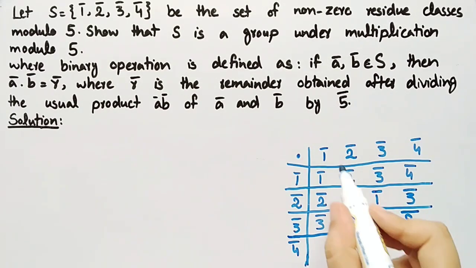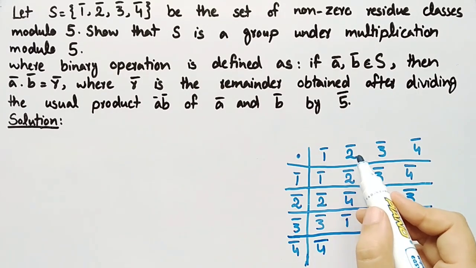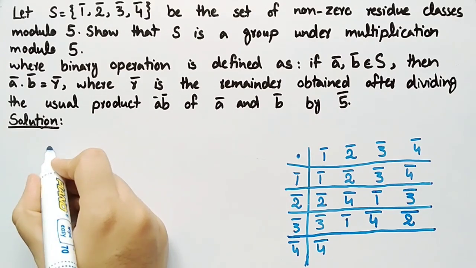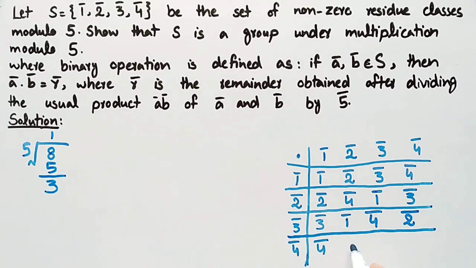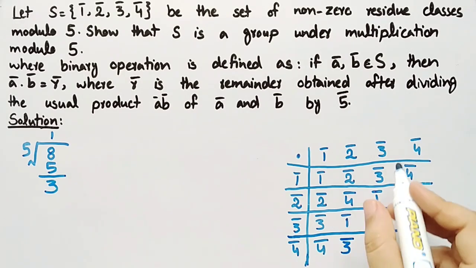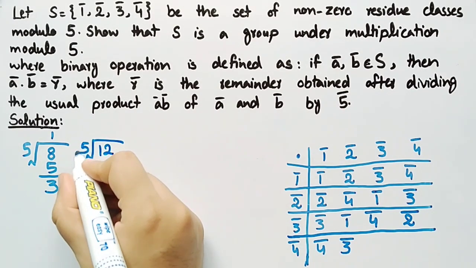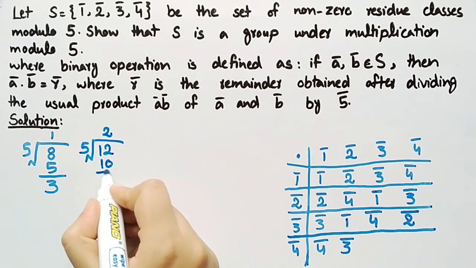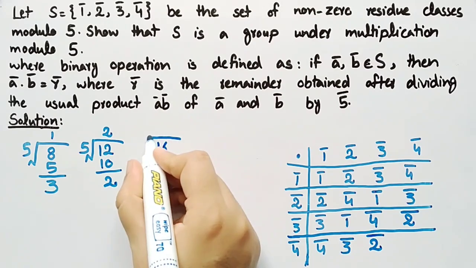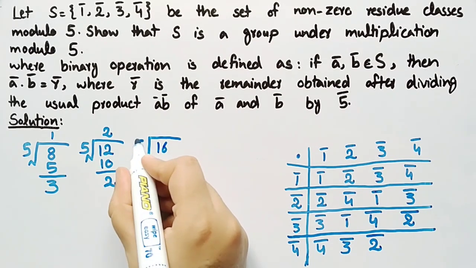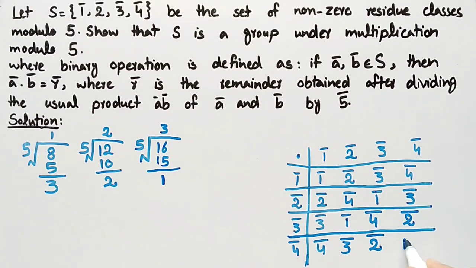Now we will multiply 4 by all of these elements one by one. 4 multiplied by 1 is 4. 4 multiplied by 2 is 8, which is greater than 5, so we divide 8 by 5. 5 times 1 is 5 and we get remainder 3, so here we write 3. 4 multiplied by 3 is 12, which is greater than 5, so we divide 12 by 5. 5 times 2 is 10, the remainder is 2, so we write 2. 4 multiplied by 4 is 16, which is greater than 5, so we divide 16 by 5. 5 times 3 is 15, the remainder is 1, so we write 1.